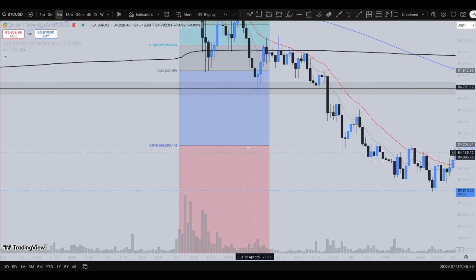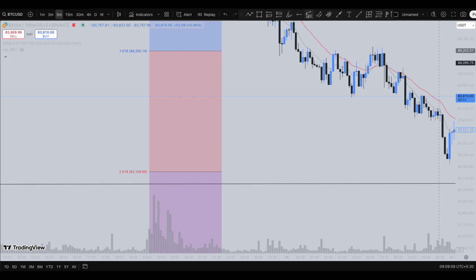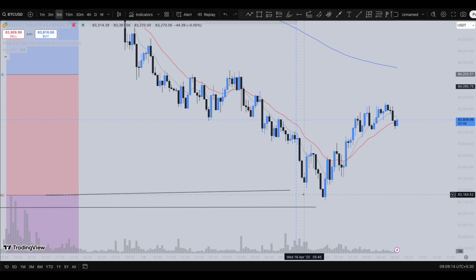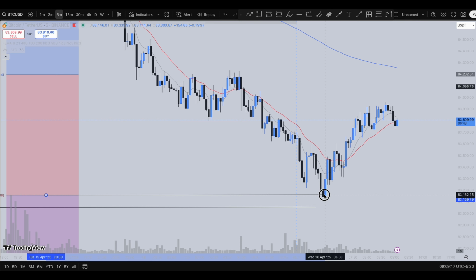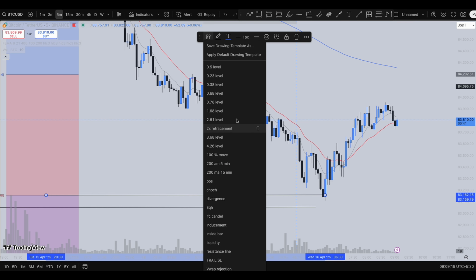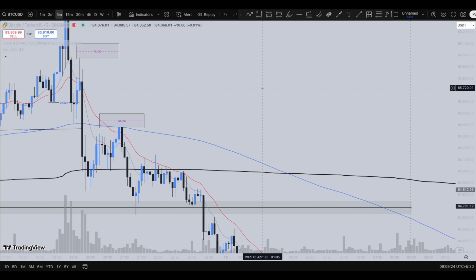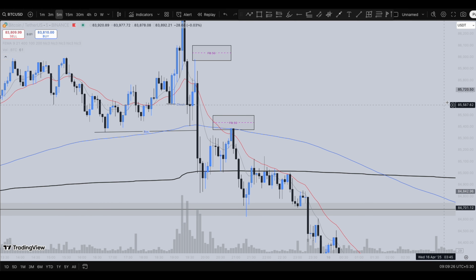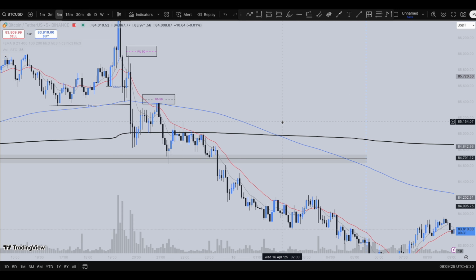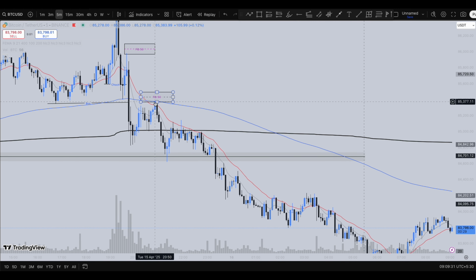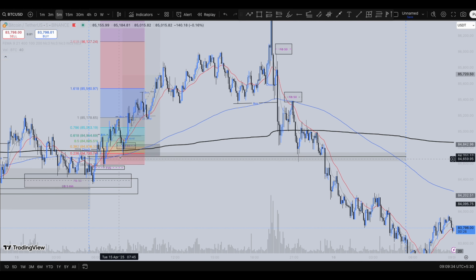You could have targeted the 100% move, the 1.68 move, or all the way to the 2.6 level over here. You can see, guys, the market came all the way to the 2.6 level. This is where I have taken my trade, guys. With this momentum, I have made around $47,000 of profit.